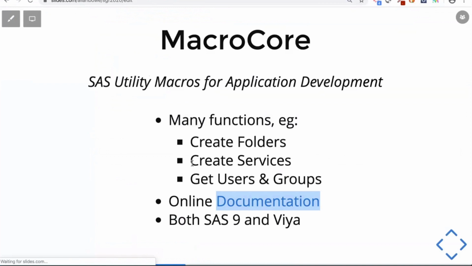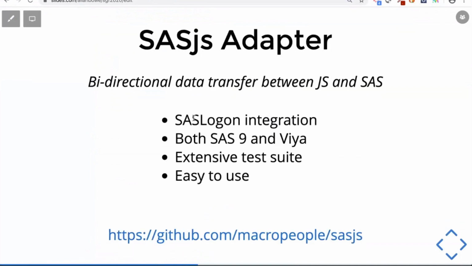That's the adapter. So this is the part that you will include as a JavaScript library in your front end, and that will handle the logon to the SAS logon. It works for both SAS 9 and Via. It's well tested and it's easy to use. It's on GitHub here.